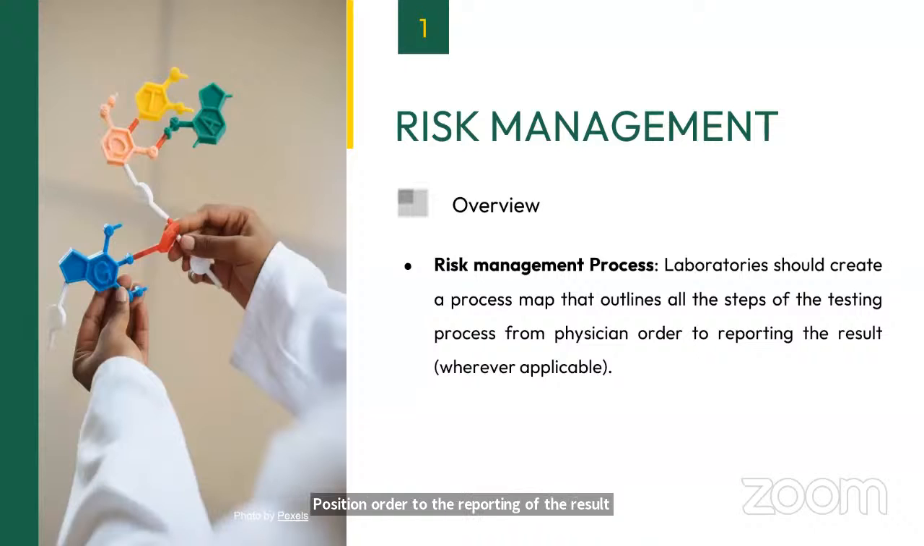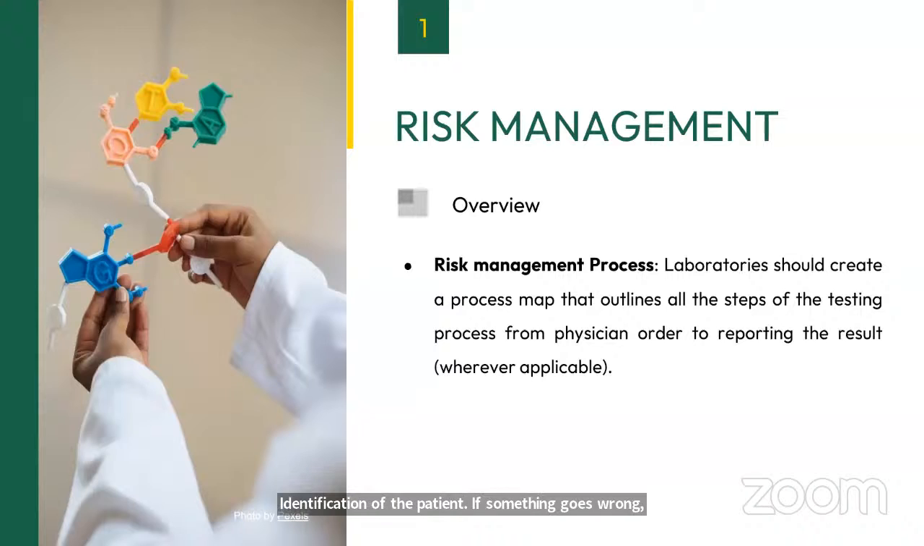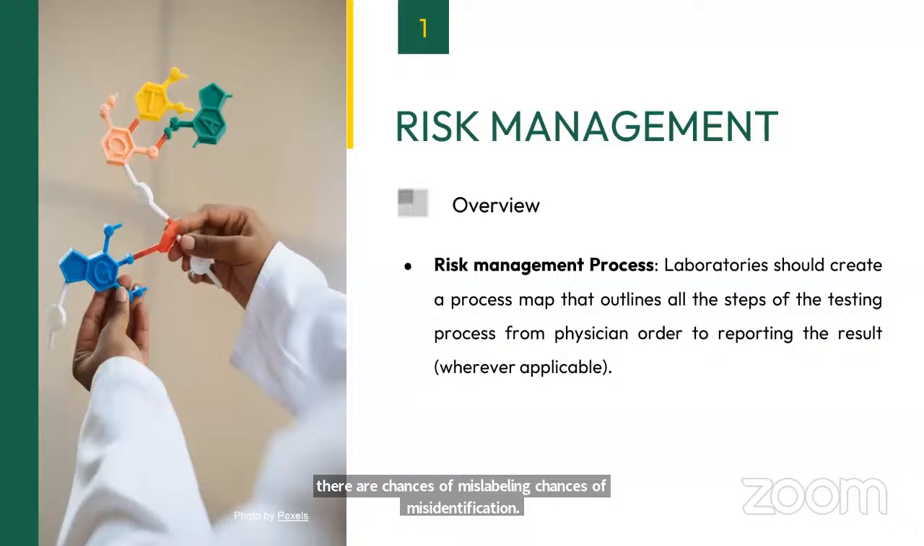Whatever comes to your mind with respect to processes carried out in the laboratory, write them in a specific order from top to bottom and identify the areas where there are chances of error. For example, if I start mapping out everything, I find one place very critical: identification of the patient. If the patient is not identified appropriately, there are chances of mislabeling and misidentification, which is going to affect all the other processes in your laboratory.